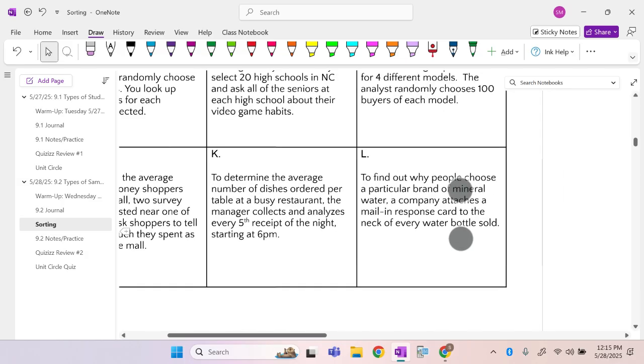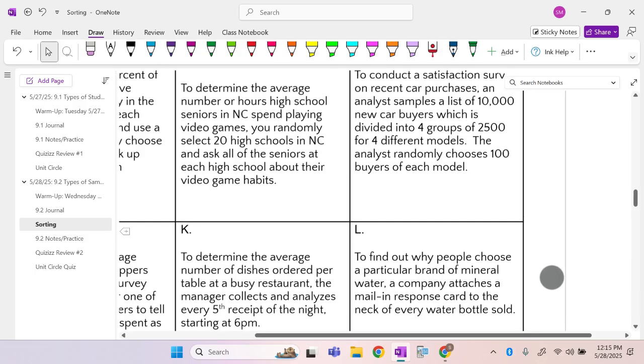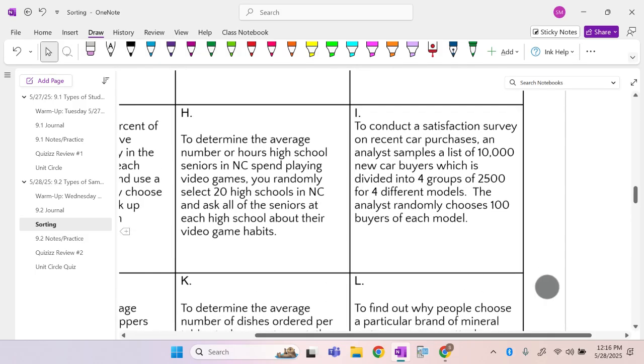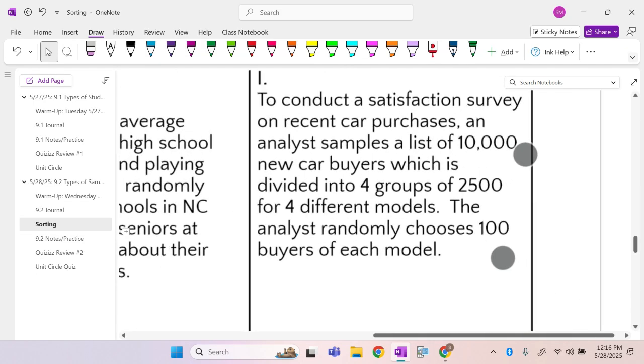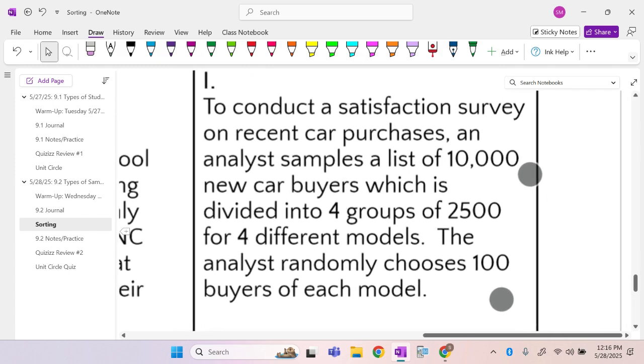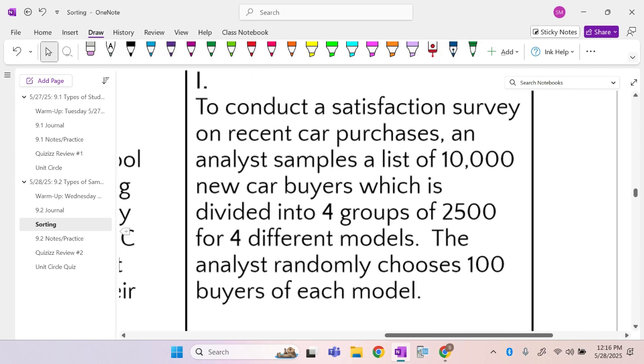All right, let's do like 2 or 3 more and then we'll call it a day. All right. To conduct a satisfaction survey on recent car purchases, an analyst samples a list of 10,000 new car buyers, which is divided into 4 groups of 2,500 for 4 different models. The analyst randomly chooses 100 buyers of each model. What type of sample is that?